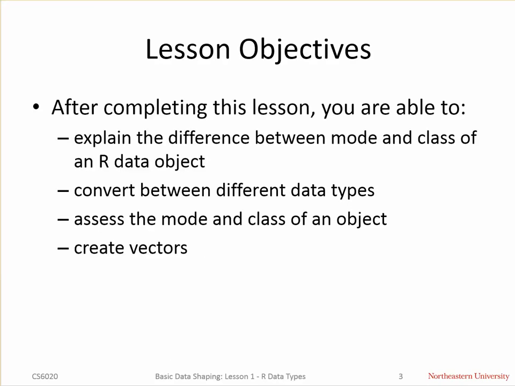So after completing this lesson, you should be able to explain the difference between the mode and the class of an R data object, and use R functions to find out what the class of an object is versus the mode of an object. We'll also show you how to convert between different data types and how to do conversion on the fly. We're going to show you how to assess the mode and class of an object and how to create one particular type of object called a vector, which is one of the most important fundamental data types of R along with the data frame.